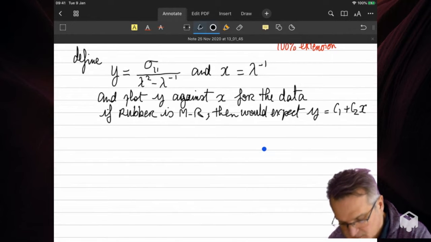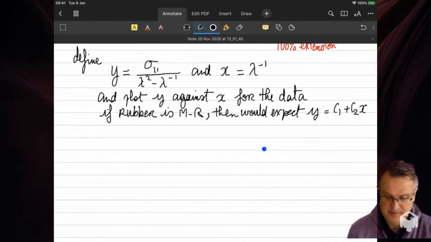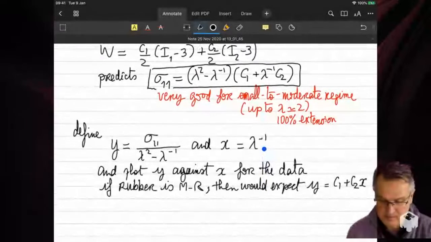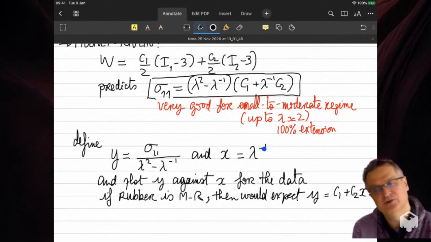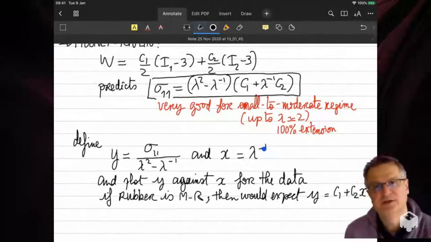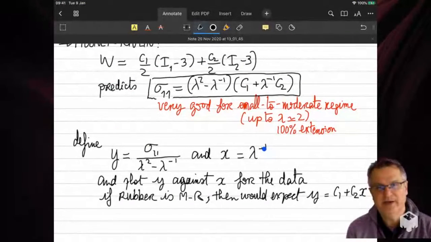Plus C2x. Yeah, this is what I will expect. Because if I divide the left-hand side, sigma 1,1 by lambda squared over lambda minus lambda minus 1, I get y on the left, and on the right, I have C1 plus x times C2. And so I will expect that this data gives me a straight line.